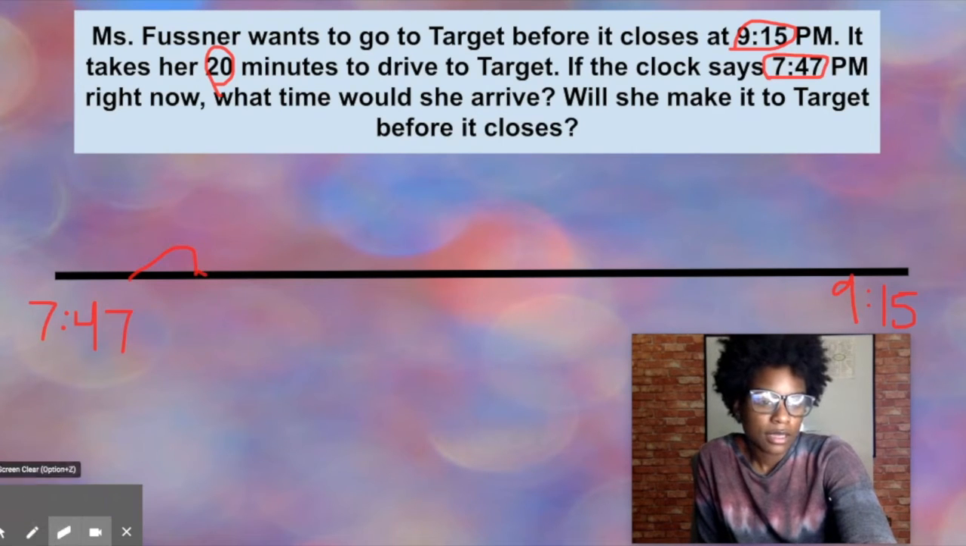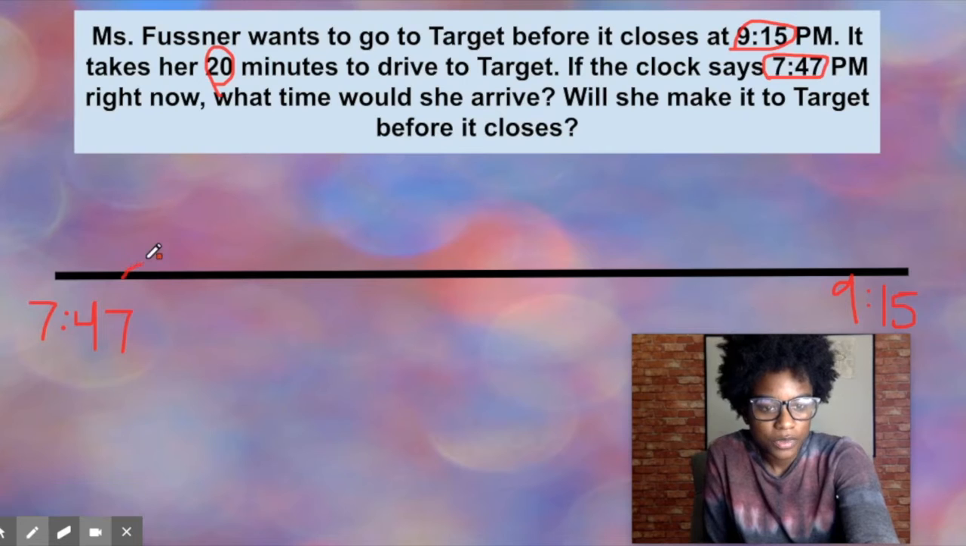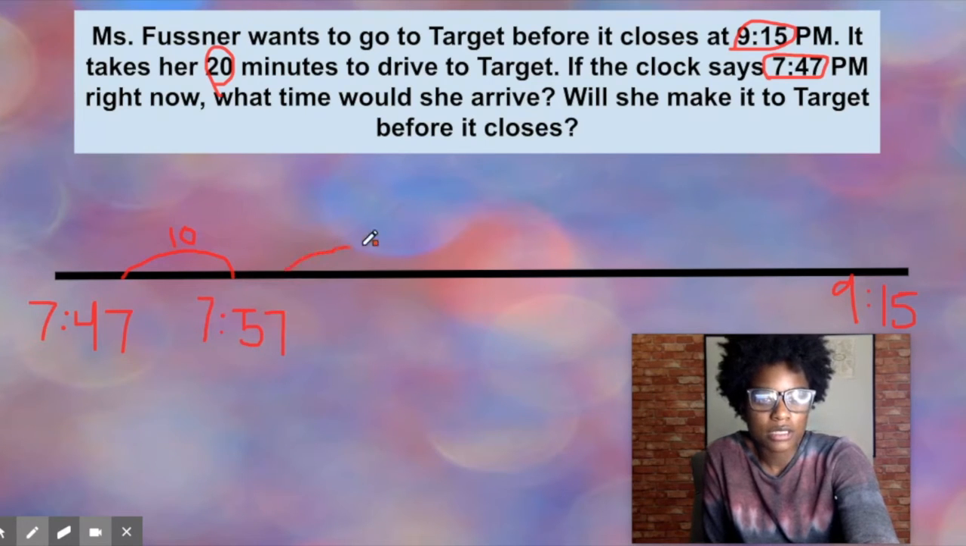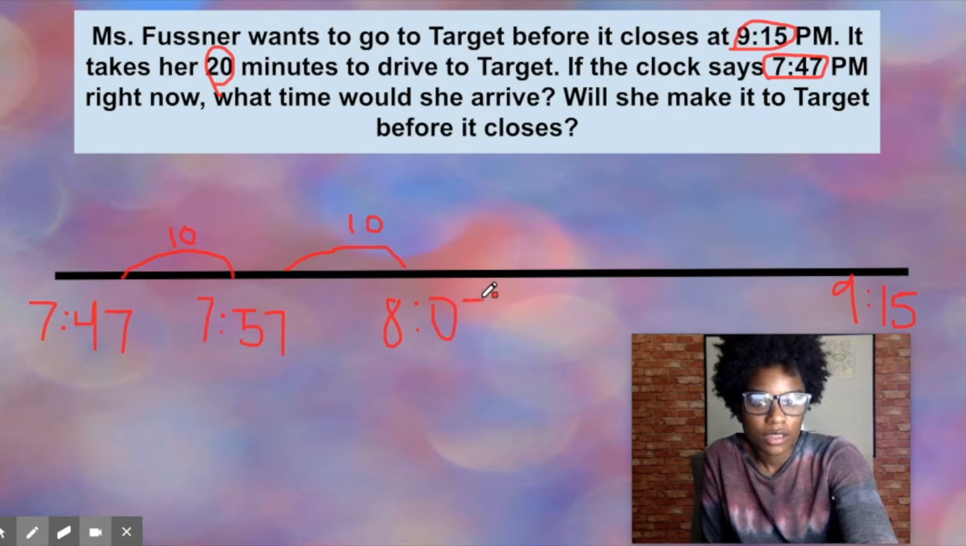I'm going to erase that because I can do better than that, even if I'm doing this virtually. Add 10 minutes. I'm just going to put the 10 on top since I didn't make enough space for it. That's 7:57. Add 10 more minutes. That's 8:07, because remember, there's only 60 minutes in an hour. It takes her 20 minutes to drive to Target. She would arrive at 8:07. So will she make it to Target before it closes? Yes, she would. Good job, Miss Fessner.